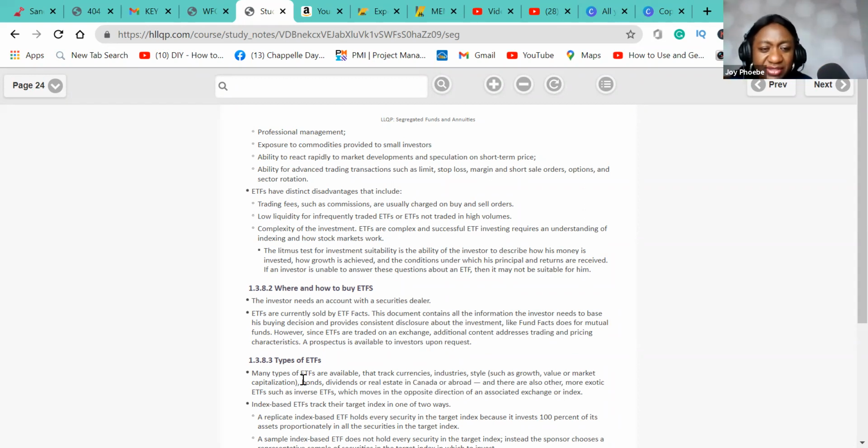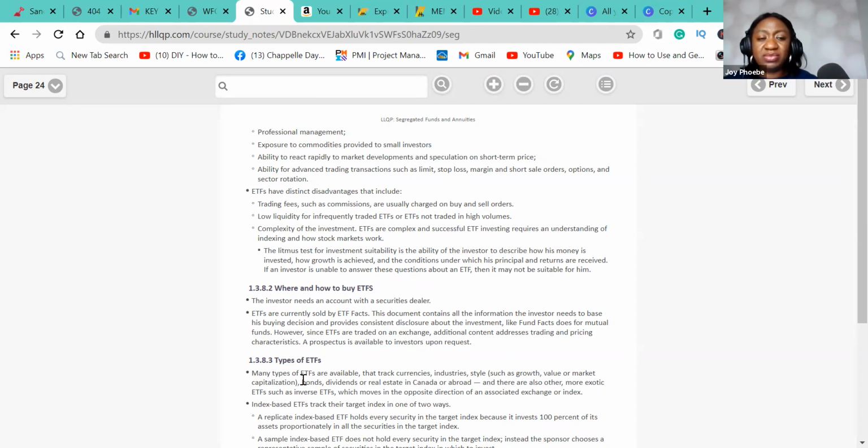They add up really, really fast. Low liquidity. Yes, I totally get this. Low liquidity for infrequently traded ETFs. It's not liquid. Complexity of the investment, right? So with ETFs, you really need to know what you're doing.